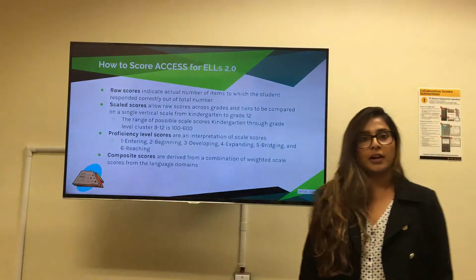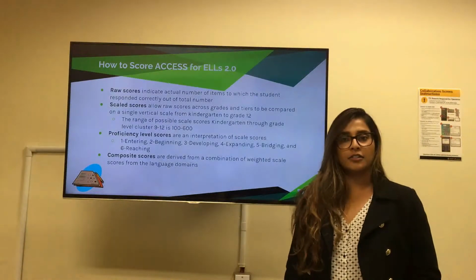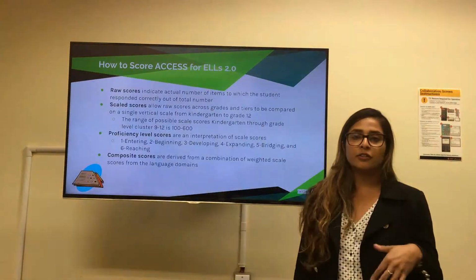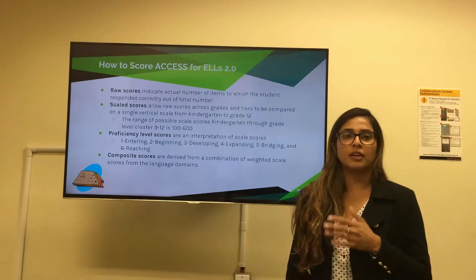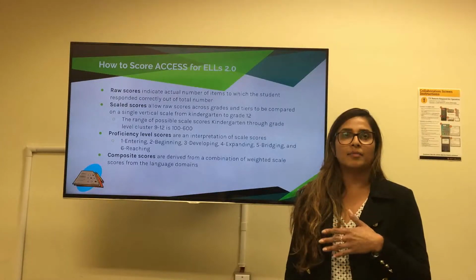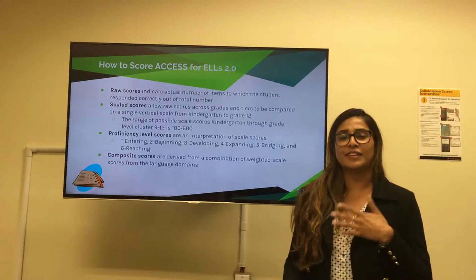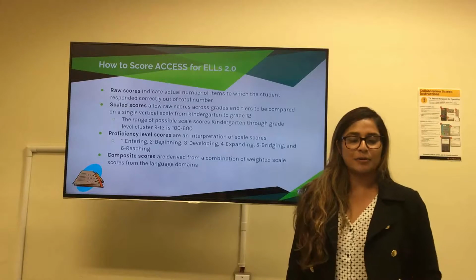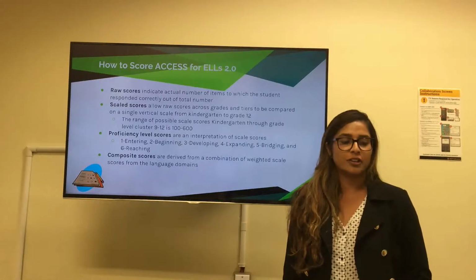Okay, so for scoring, first you get a raw score, and that indicates the number of correct answers, and then that's translated into a scale score. So the scale score allows it to be compared to kids of other grades and different tiers, and the possible ranges of scores for kindergarten through grade 12 are 100 through 600.